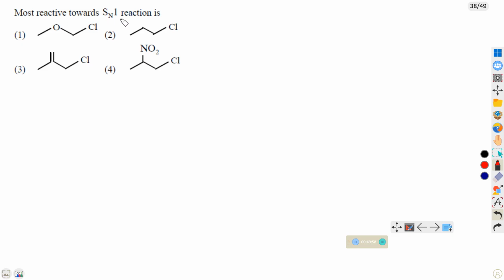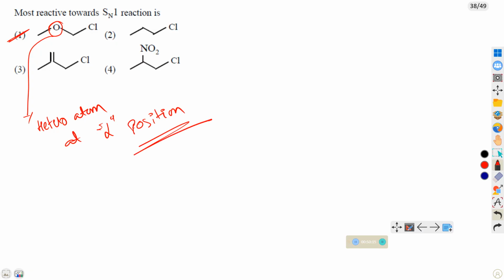Reactive towards SN1 reaction. First one, why? Because a heteroatom at the alpha position increases the reactivity of SN1, because here resonance is possible.